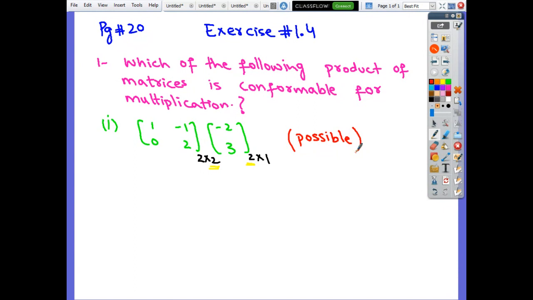Now, in the second part, we see that there are 1, 1, 0, 1 and the other matrix is 2, negative 1, 1, 3.